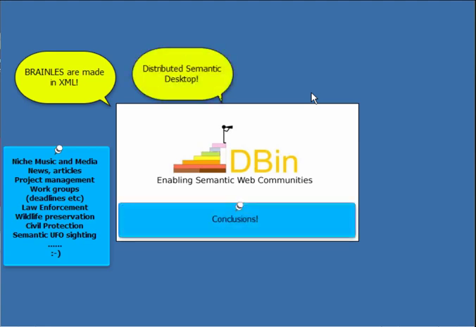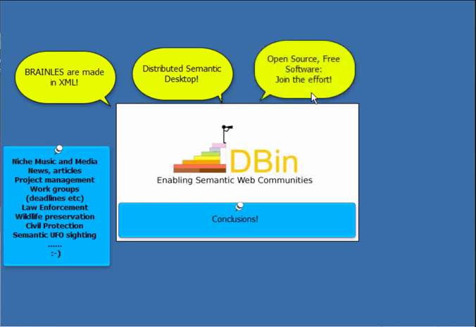Given that DBin is a client-side application, it can interact with local information such as email, files, and so on. The result is that DBin can be used to create a shared semantic desktop, for example, to annotate together with your co-workers, projects, deadlines, and anything really.